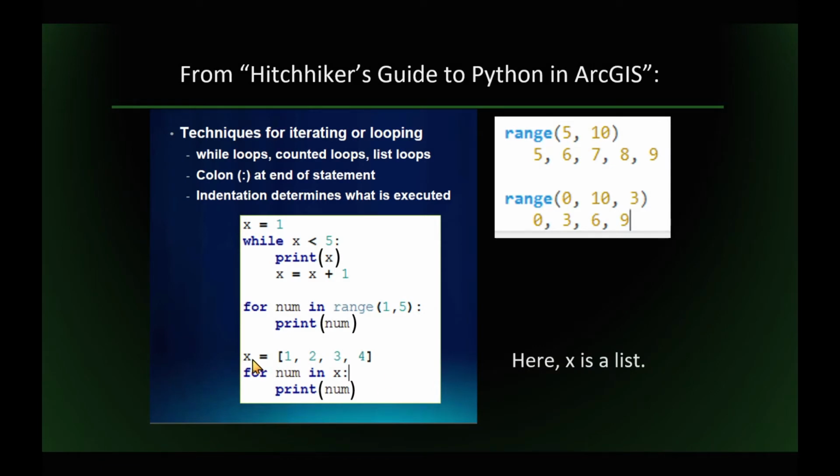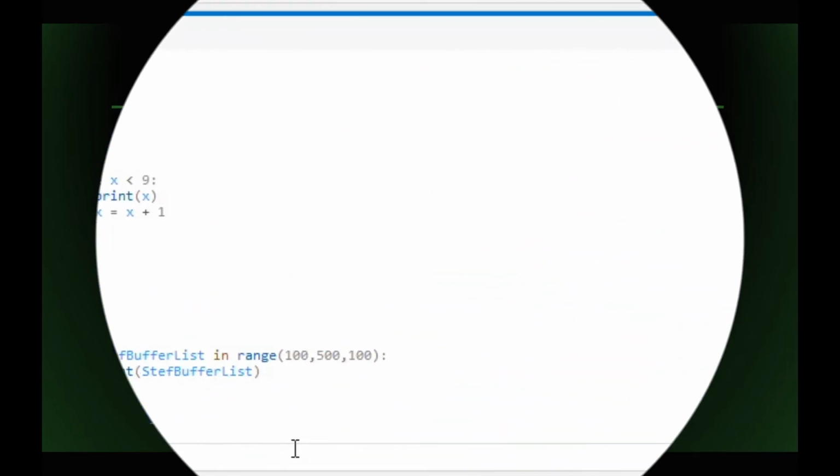Here is another loop, a for number. In this case, what we're doing is describing a list. A list is in square brackets, and the elements are separated by commas. Here we have a list of 4 elements, from 1 to 4, for number in x. So 1, 2, 3, 4, print those 4 numbers. That's how we can work with lists.